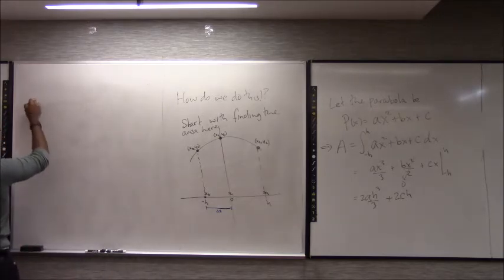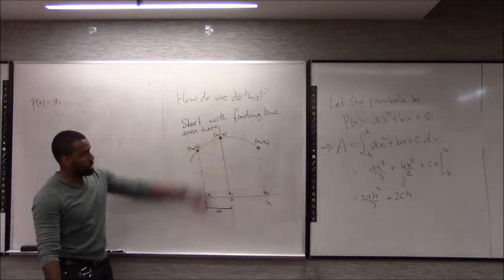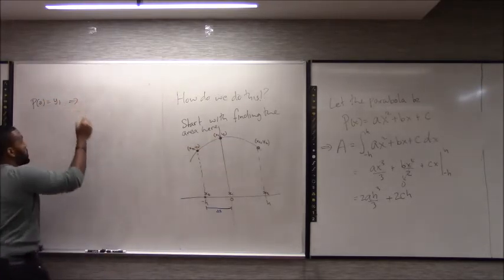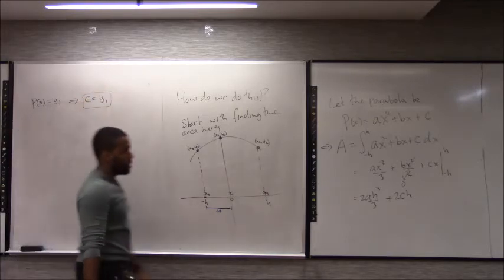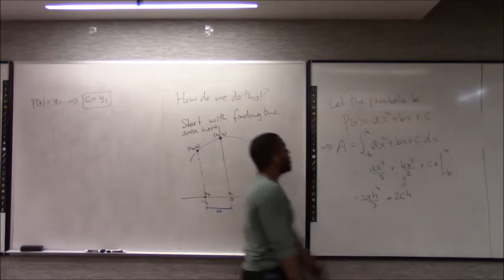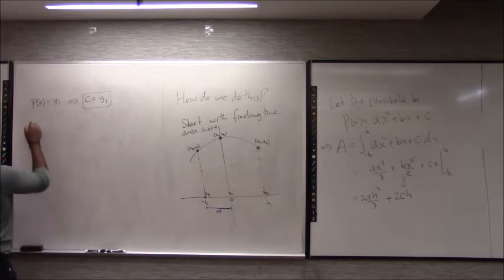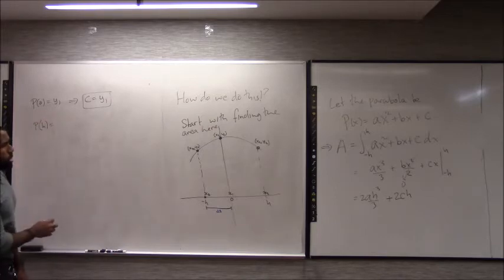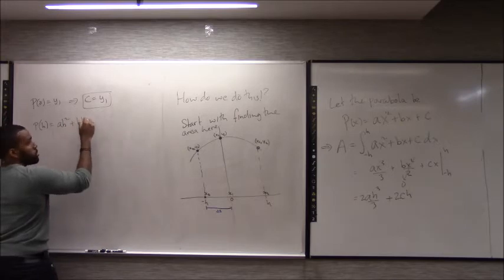Well, p of 0 equals y1, because x1 is 0. That basically tells you that the value of c is y1 in this parabola. Also, here's what we also know. If I look at p of h, that is going to be ah squared plus bh plus c.